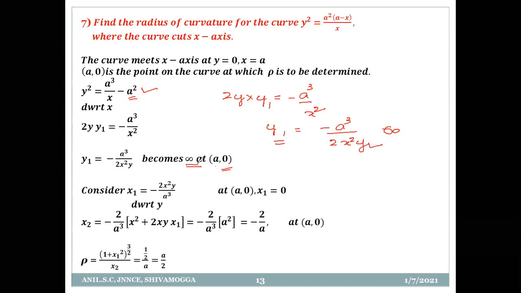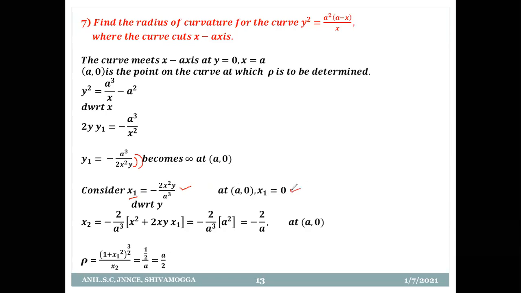In such cases, we take the reciprocal. Reciprocal of dy by dx, y1, is dx by dy or x1. Therefore, x1 is equal to, we'll just take the reciprocal. Therefore, x1 is equal to minus into, just interchange numerator into denominator and denominator into numerator. You get 2x square y divided by a cube. Since y is equal to 0, this numerator will be 0. 0 divided by any finite quantity is 0.